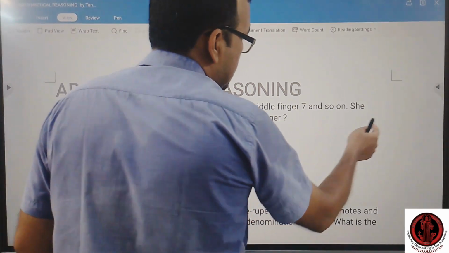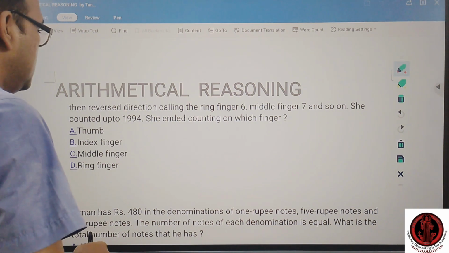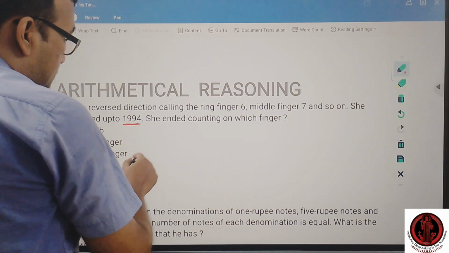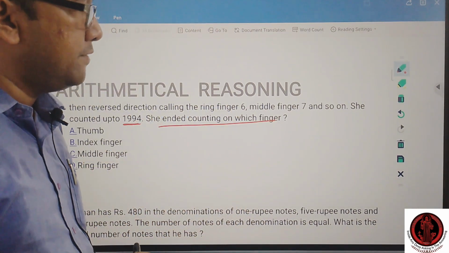Calling the ring finger 6, middle finger 7, and so on. She counted up to 1994. She ended counting on which finger? Now the question is like this one, left hand.